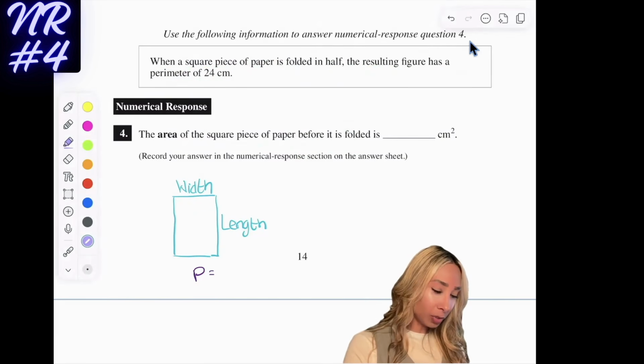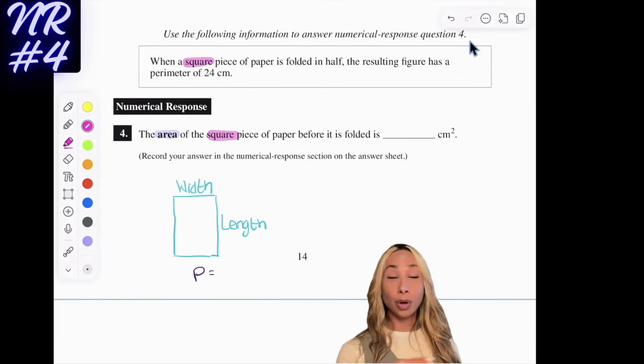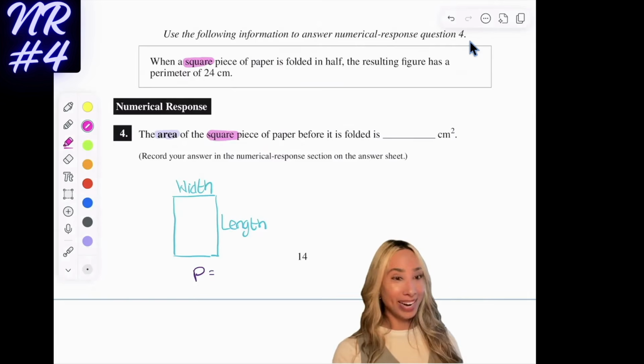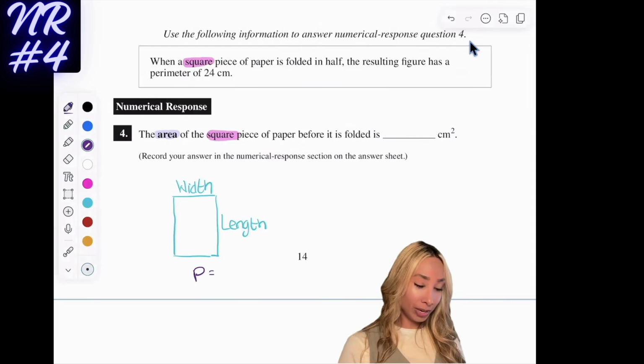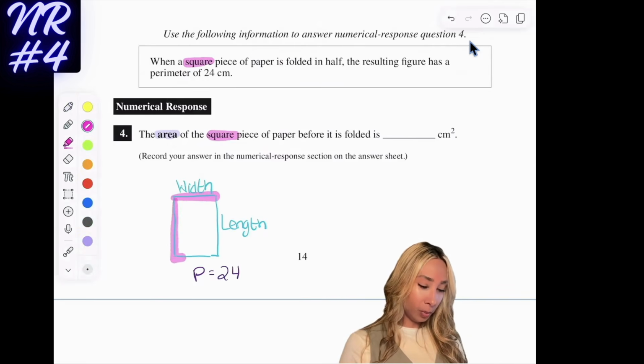So, okay, we're trying to find the area. The key thing I do want to point out is it's a square. So we do know with a square, all the sides are the same. And if you didn't know that by now, I'm hoping you know it right now. Anyway, what we do know is that the perimeter is 24. So if I add up all these sides, you know what, maybe I'll just highlight it so that doesn't get confusing. If I add up all the sides, I am going to get 24.